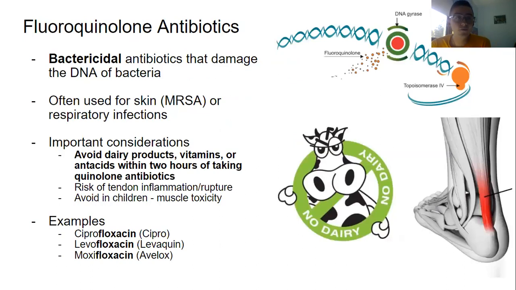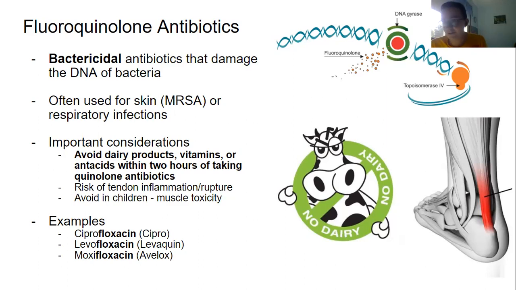Next, we move on to our fluoroquinolones. They are bactericidal antibiotics that damage the DNA of bacteria. So instead of exploding the cell like the penicillins and the cephalosporins do, these guys just get into the bacterial cell and mess up the DNA. So they're often used to treat skin infections, especially in a hospital setting. They're used to treat methicillin-resistant Staphylococcus aureus or MRSA, or respiratory infections. So like staph infections, respiratory infections. These are very, very versatile antibiotics.